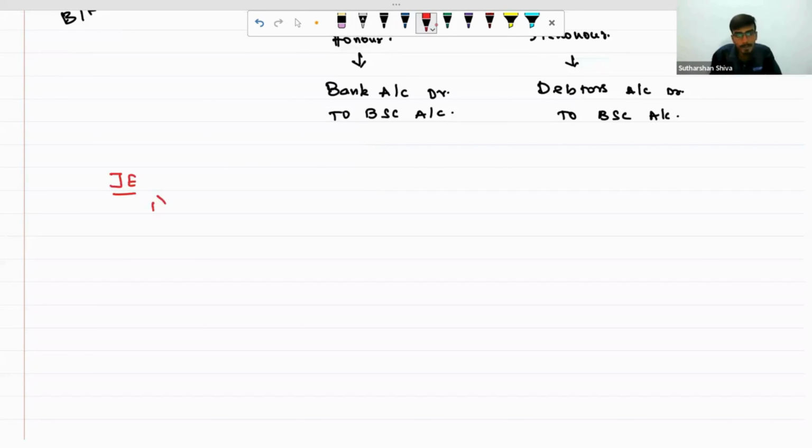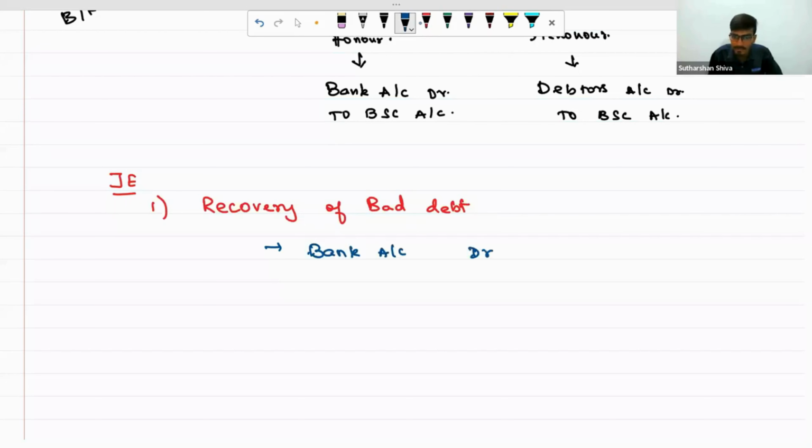For one thing, recovery of bad debt. I may think I may not receive the amount. After a few months, they come back and are ready to pay it. The first journal entry I will pass in my books: I receive some money, so bank account debit. Second, bad debt recovery is an income, so bad debt recovery account.